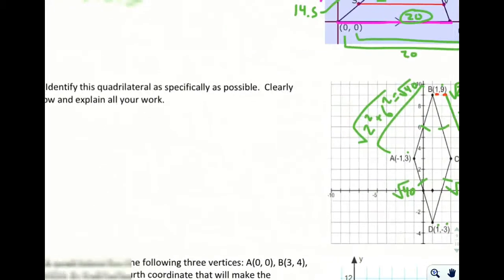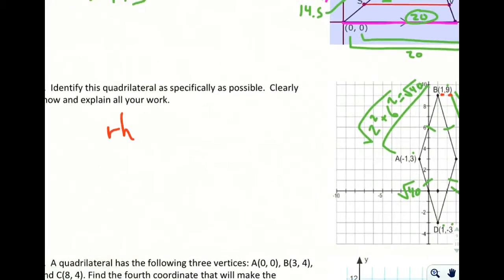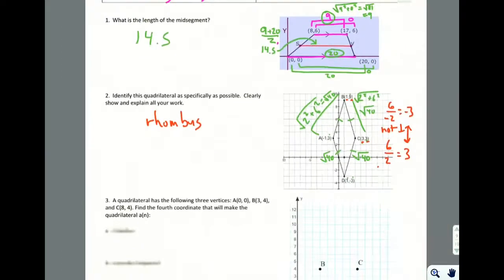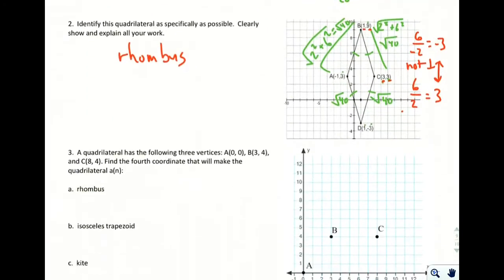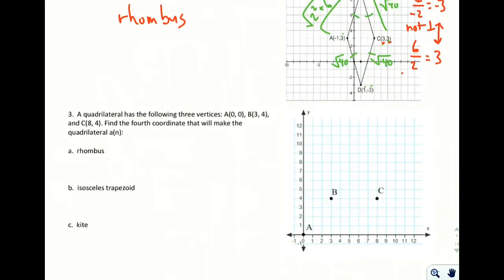So we've proven that we have a rhombus. We've checked to see that it cannot be more specific, that it cannot be a square. So we have a rhombus, and we've proven it.